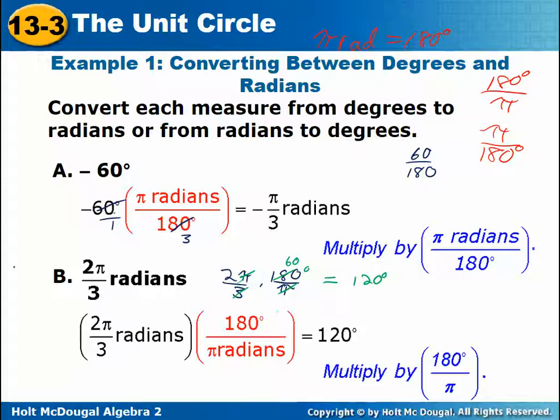So remember that if you're going to degrees, you put a degree sign on your answer. If you're going to radians, you could just write negative pi over 3, or write negative pi over 3 RAD for radians, or spell out radians.